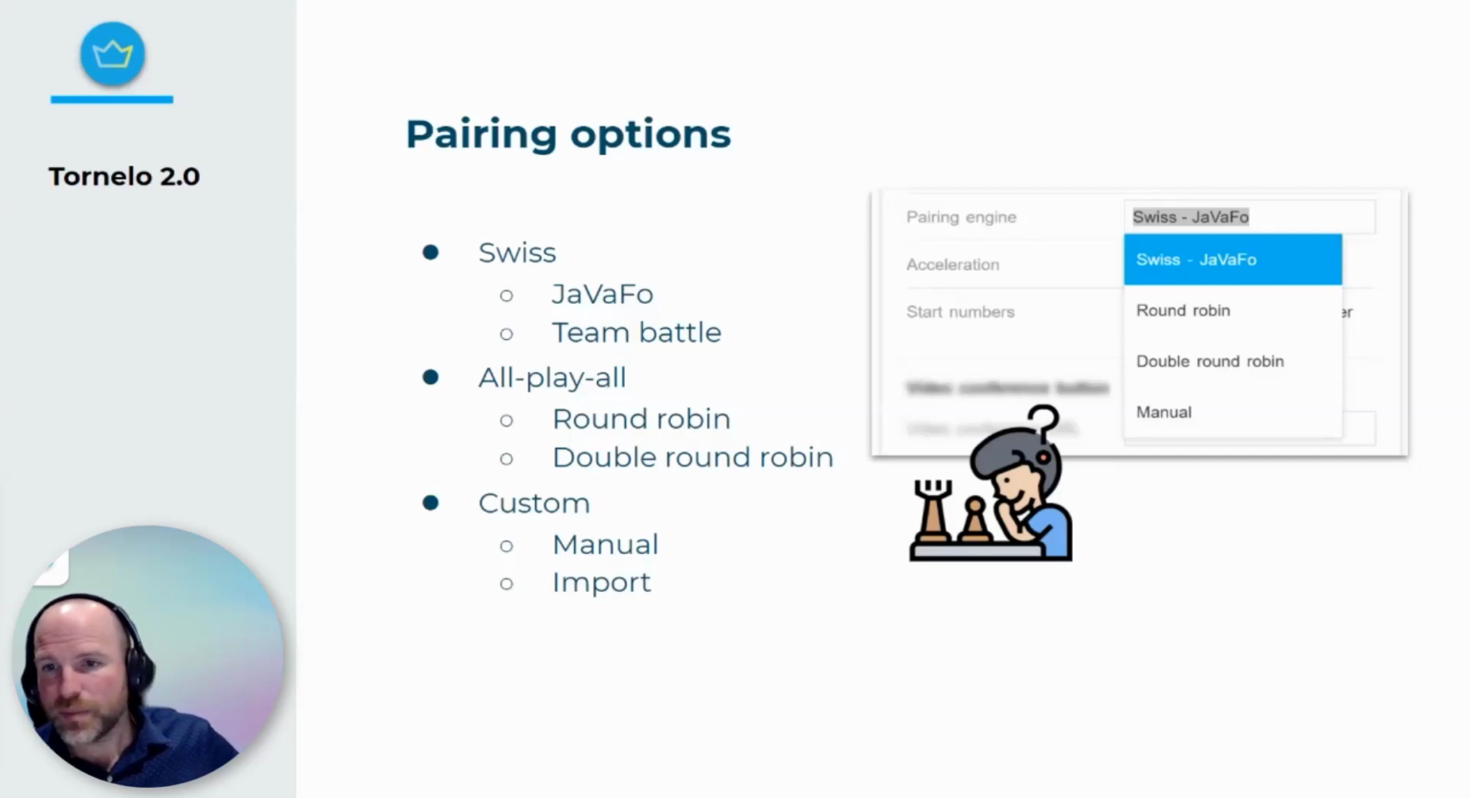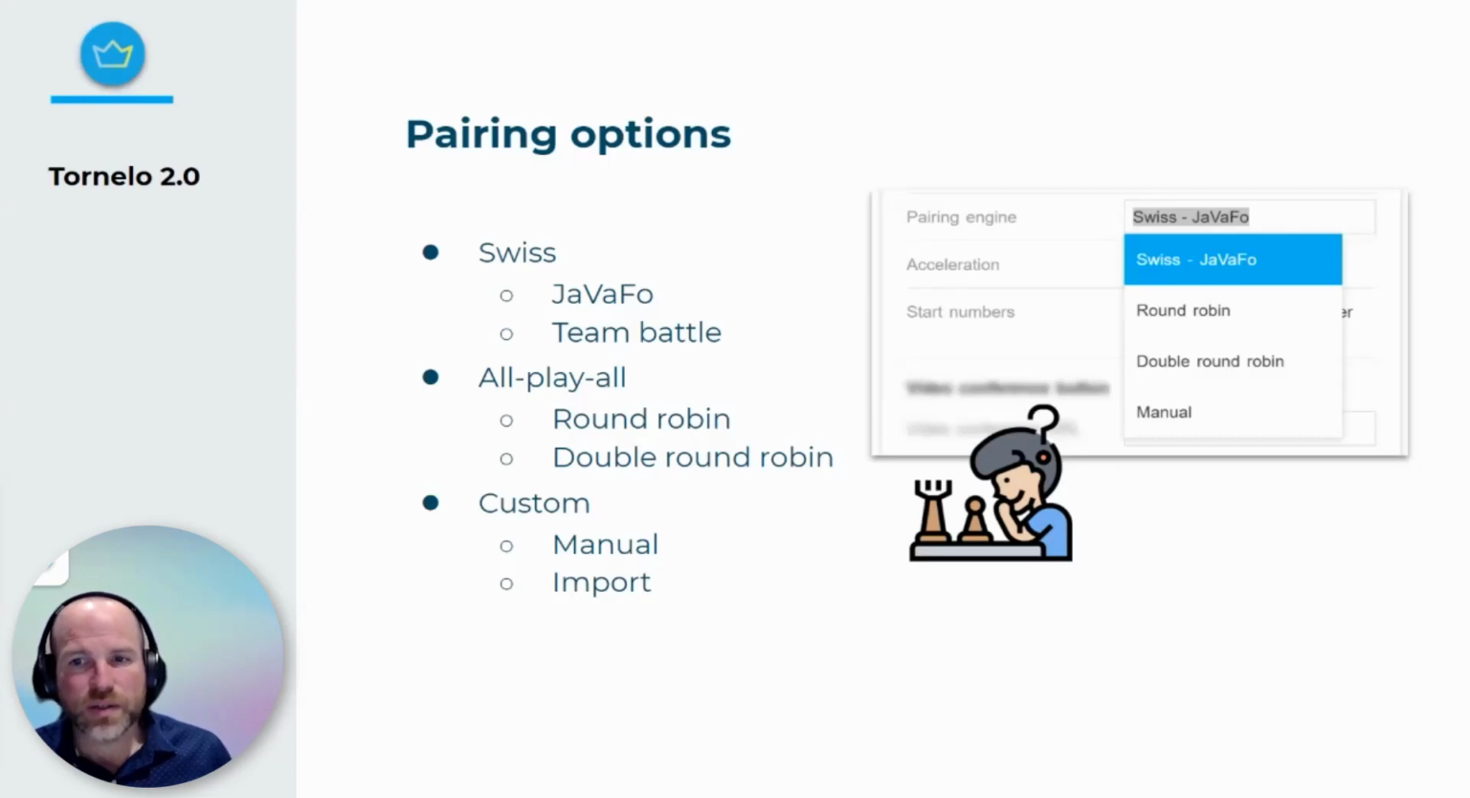We've also introduced a double round robin functionality, which will flip the last round and give you opposite color pairings in the second half of the tournament. So you can run a full double round robin tournament as well.